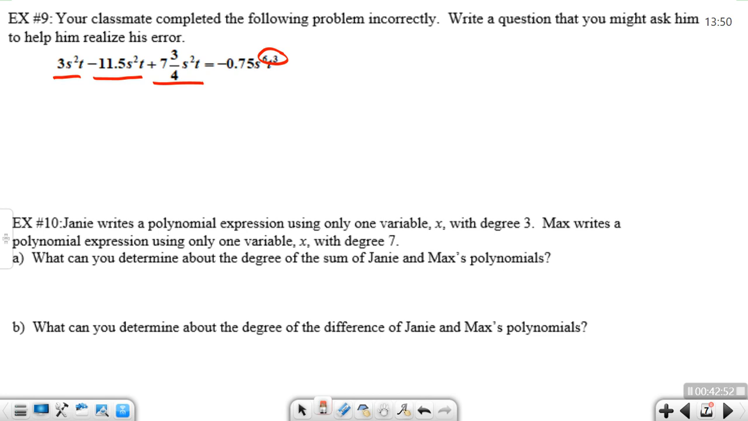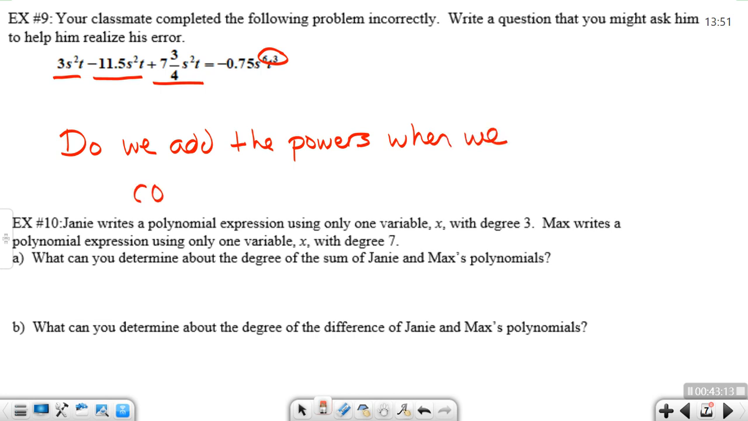So what we want to do is write a question that you might ask your student to help realize their error. So maybe a question we might ask is, do we add the powers when we combine like terms? And obviously the answer to that, guys, is no. So hopefully this question would allow our classmate to determine their mistake.